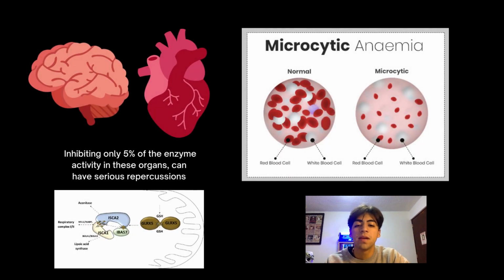Based on various investigations, such as that carried out by Dr. Laura Castro at the University of the Republic, it has been shown that in both the brain and the heart, aconitase exerts great metabolic control in the respiratory chain, meaning that inhibiting only 5% of the enzyme activity in these organs can have serious repercussions, such as the one we will see below. Hypochromic anemia, as Kamashila mentions via NIH, is a disease that derives from the deficiency of hemoglobin synthesis in the precursors of red blood cells.